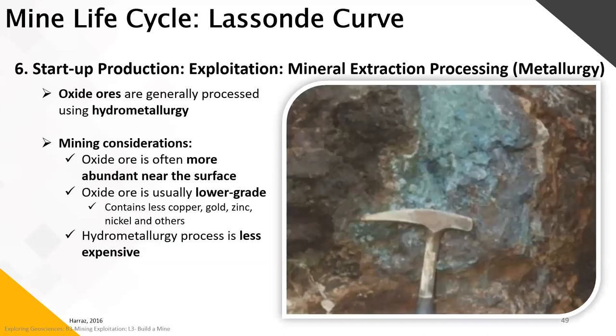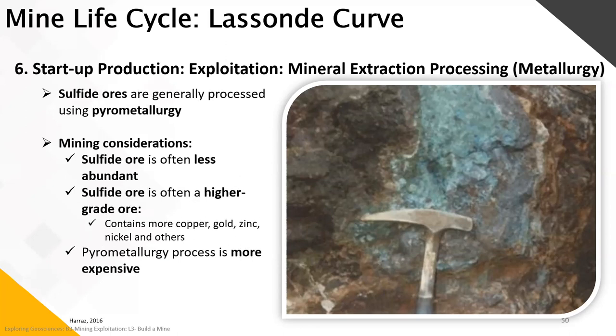Regarding mineral extraction processing, if we enter metallurgy, how is our ore going to be processed? It depends on whether it is an oxide ore. If it is an oxide ore, hydrometallurgy processes will be used. Oxide ore is often more abundant near the surface and is usually of lower grades. The hydrometallurgy process is less expensive. If our ore is classified as a sulfide ore, the method used is pyrometallurgy. Sulfide ores are less abundant and are usually higher grade ore. The pyrometallurgy process is more expensive.